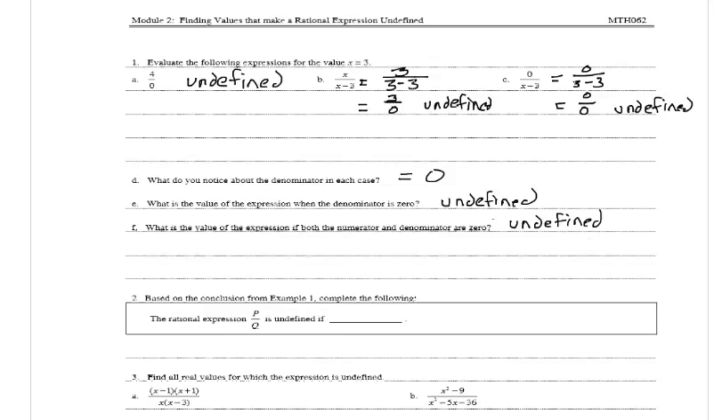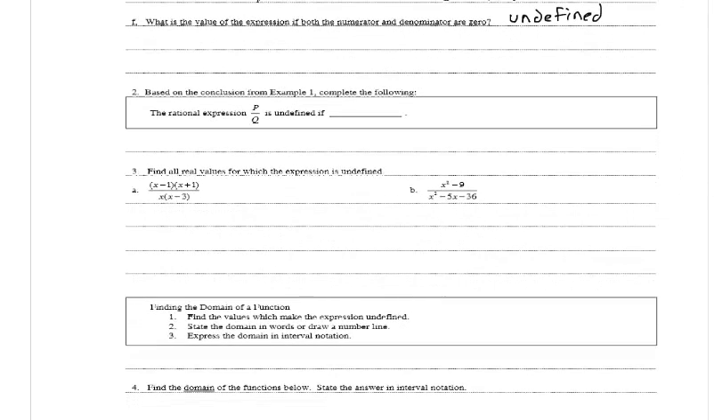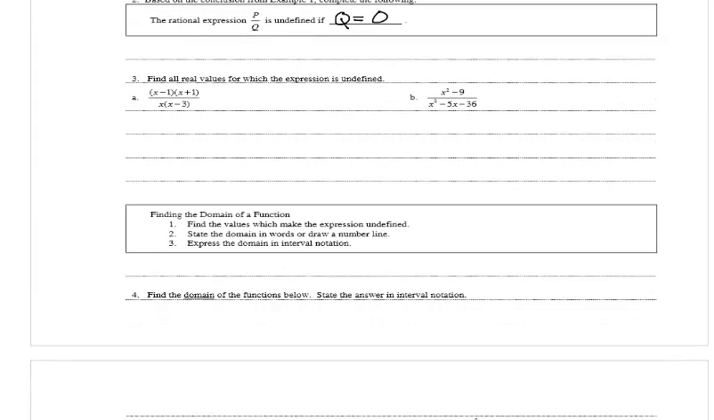So this shows us that if we're looking for points where we're undefined, it doesn't matter what the numerator is doing, so we can just check where the denominator is equal to 0. Unlike when we were looking for when expressions were equal to 0, we had to check the denominator to make sure it wasn't 0. We don't have to do that in this case. In number 2, it says, based on the conclusions from example 1, complete the following. The rational expression p over q is undefined if q is equal to 0, if our denominator is equal to 0. And in 3, we want to find all real values for which the expression is undefined.